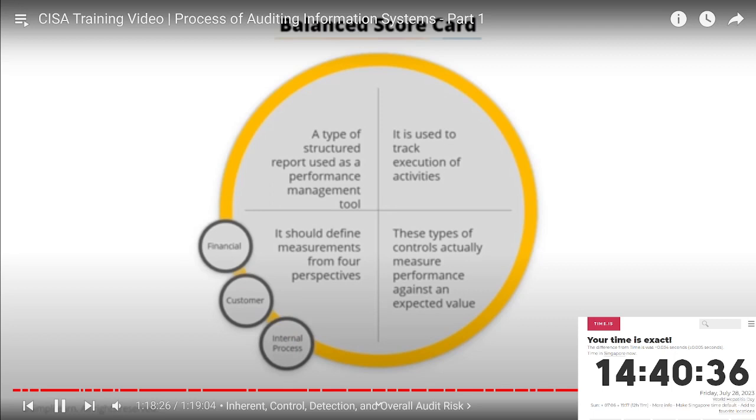Internal processes. Did the controls affect internal processes in a positive or negative way? And then finally, innovation or learning. Have you learned something from measuring this control? Now again, the balanced scorecard was not originally meant for auditing, but it can be applied to the auditing situation. That concludes Knowledge Statement 1.6.